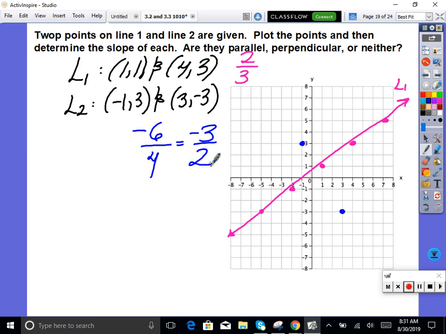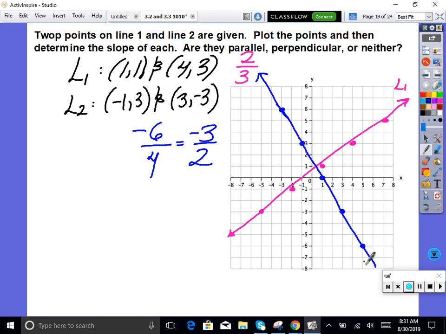-3/2. So we're going down 3 over 2, down 3 over 2, down 3 over 2, and then up 3 over 2. Okay, there's our line 2. It's hard for me to draw it when it's so big.